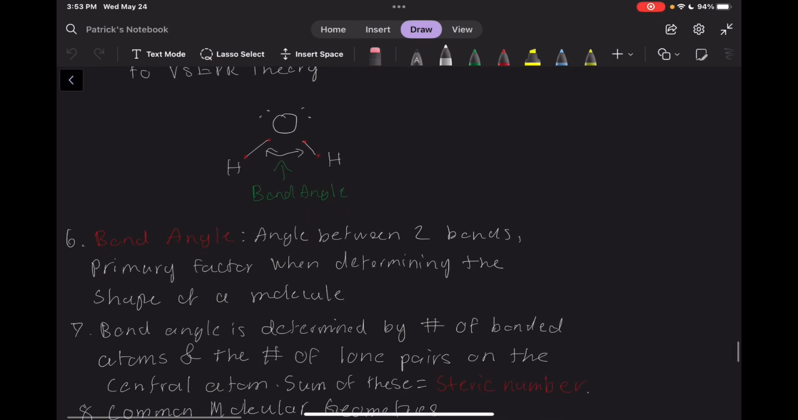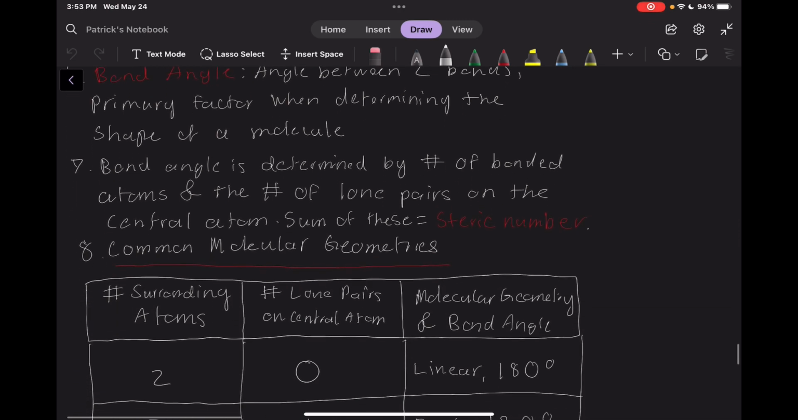Secondly, we have the number of lone pairs, or non-bonding electrons, on the central atom. The sum of these parameters, by the way, is called the molecule's steric number.